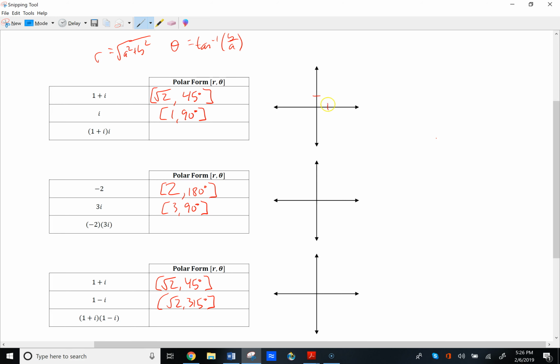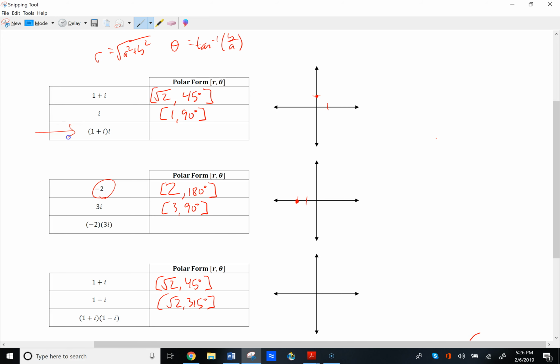So for instance, the number i is just straight up, so you know it's 90 degrees. You don't need to use tan inverse to figure that out. Right here, -2, we know that's to the left 2 units. It should be right on the x-axis. That's 180 degrees. So it's okay to use the common sense a little bit for this stuff.